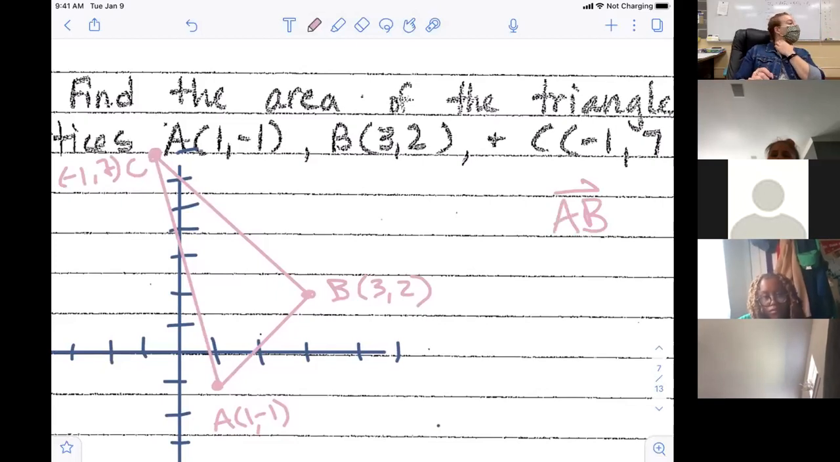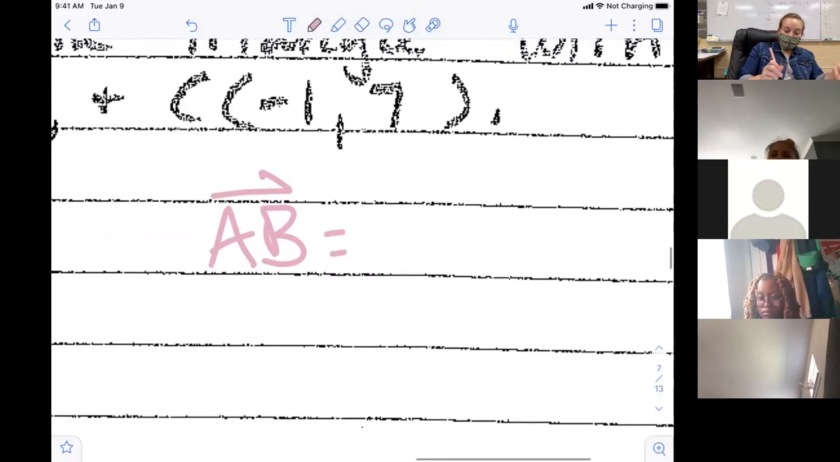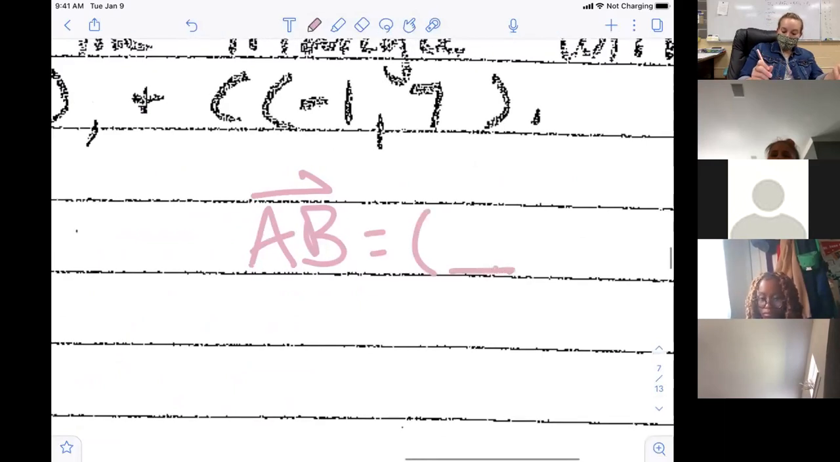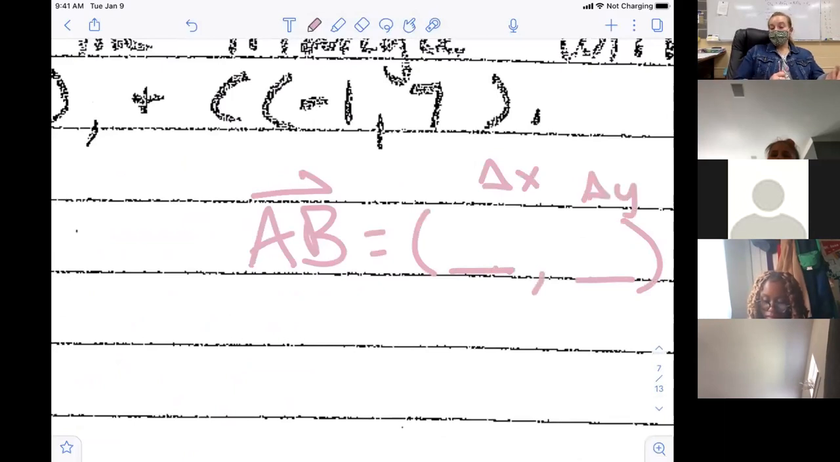What I can use with my direction vector is the change in my x. I don't know if you guys have seen delta x before. That's change in, that's physics. Change in x and change in y. So I'm thinking about, okay, I'm starting at A and I'm going to B. How did I move left or right? How many did I move to go from the x point for A to B? And then I'm going to do the y, same thing.